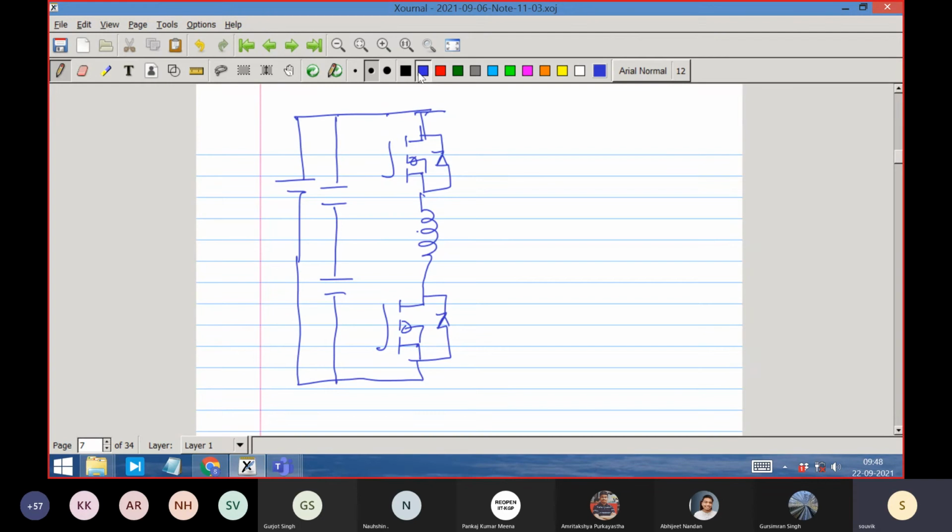I'm sorry, I have drawn wrongly. Don't draw it. I'm sorry, extremely sorry. Half bridge is this. You are creating the half bridge, and the points that you are tapping are A and B. That is one leg. Two switches form one leg.